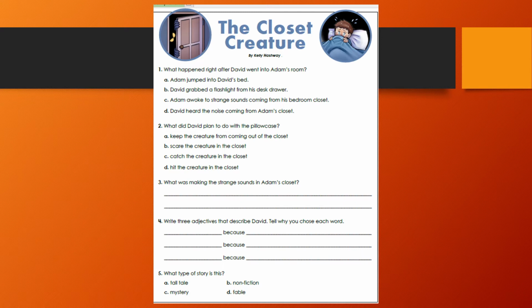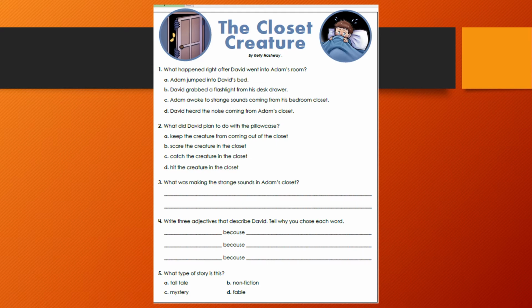Question number 2. What did David plan to do with the pillowcase? A. Keep the creature from coming out of the closet. B. Scare the creature in the closet. C. Catch the creature in the closet. D. Hit the creature in the closet. Question number 3. What was making the strange sounds in Adam's closet?